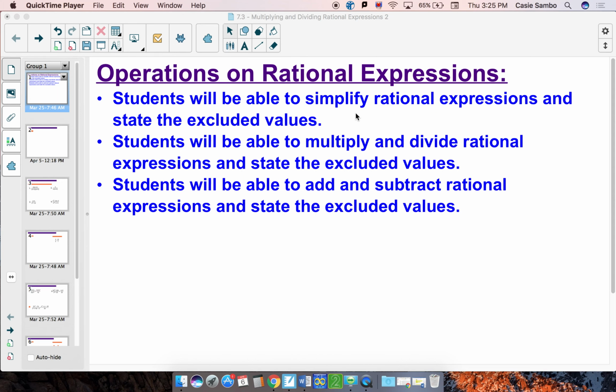This is a video over section 7.3, where we're going to look at simplifying rational expressions, multiplying rational expressions, and dividing rational expressions. In order for this video to actually be useful to you, you need to have your blue foldable. It's already folded and stapled.